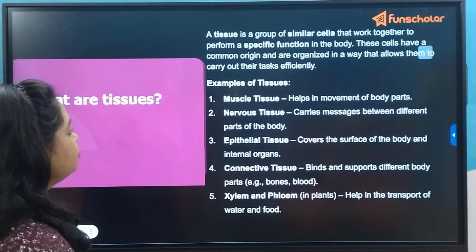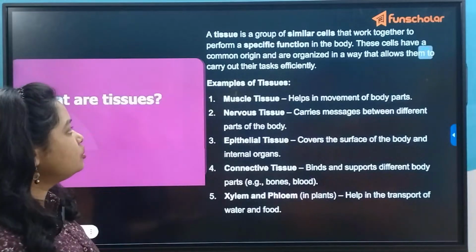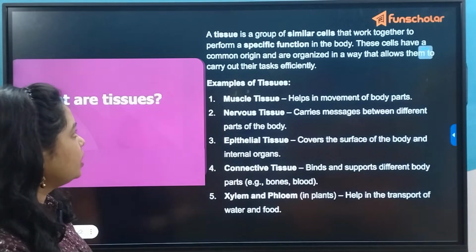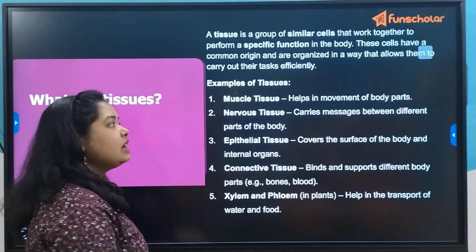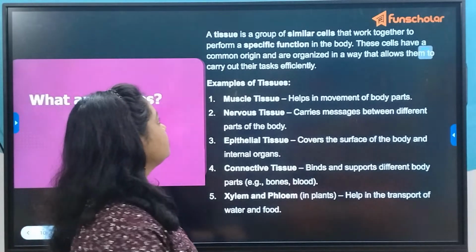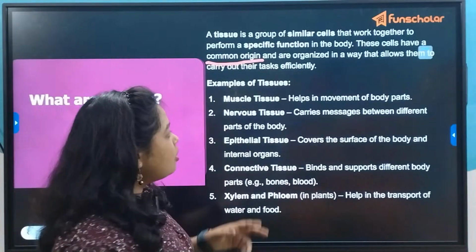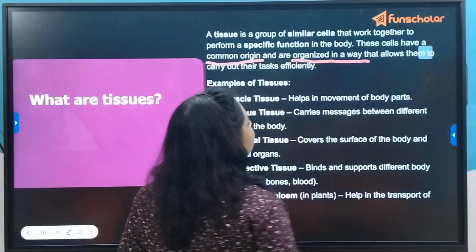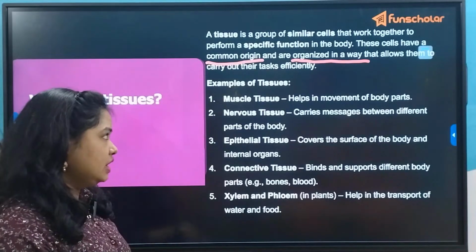Now, coming to tissues, which is the main topic of discussion of this chapter. What are tissues? We have already known that a tissue is a group of similar cells that work together to perform a specific function of the body. And what is another condition of the cells that form a tissue? Those cells should have a common origin. This is very important, right? And organized. As I told you, they need to be in sync with one another, which will allow them to carry out their task efficiently, right?